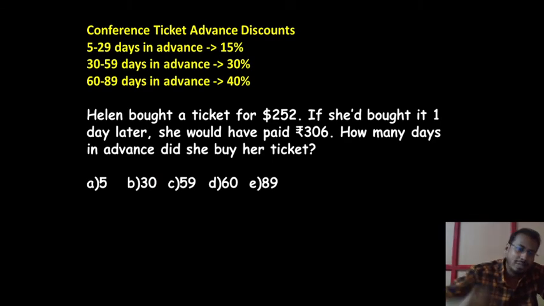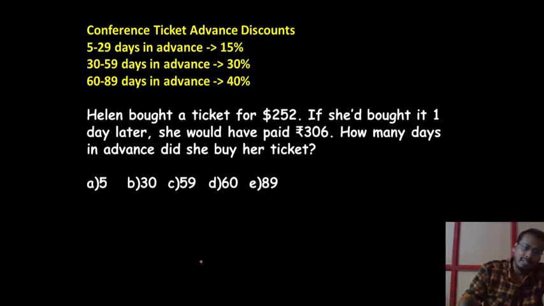Let me move to the next question. This question is a little bit of a hard problem, but we will find the answer in an easy way. Conference ticket advance discounts: if you book the ticket 5 to 29 days in advance, you get 15% discount. 30 to 59 days in advance, 30% discount. 60 to 89 days in advance, 40% discount. Helen bought a ticket for 252 rupees. If she had bought it one day later, she would have paid 306 rupees. So how many days in advance did she buy her ticket?